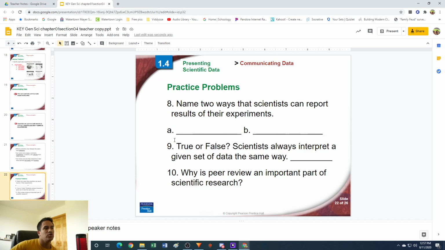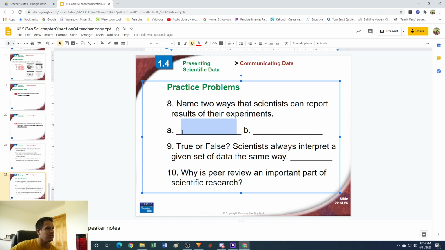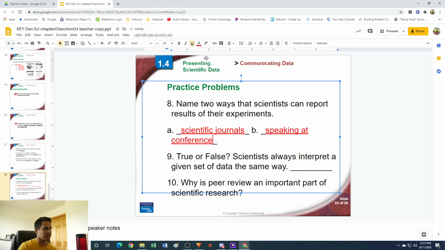All right, last questions. Number 8, name 2 ways that scientists can report results of their experiments. This is directly from the notes. So there were 2 ways that we talked about. The first one is scientific journals. And the second one is speaking at conferences.